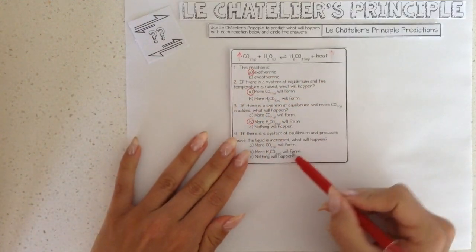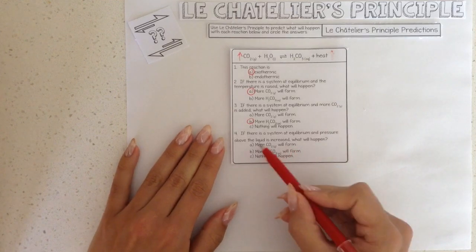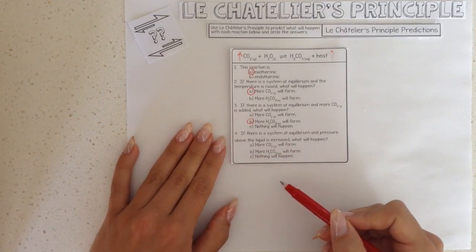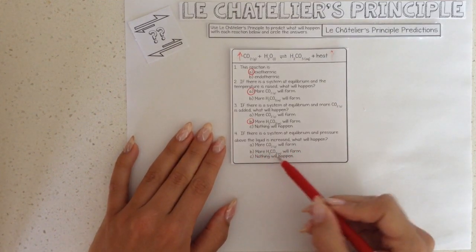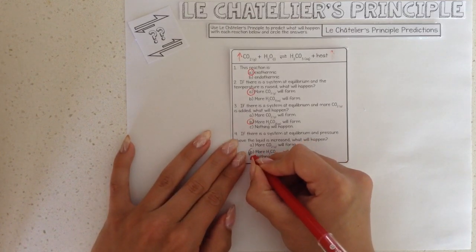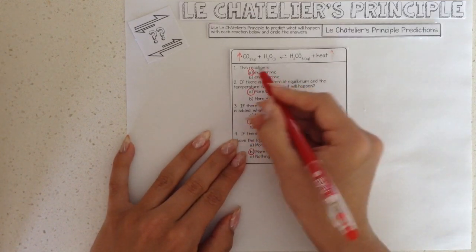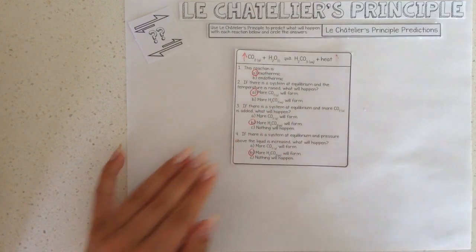So let's look at our options. More CO2 will form. No, that won't happen. We're trying to use up CO2 gas. More carbonic acid will form. Yes, because we're going to be consuming our reactants and making more products.